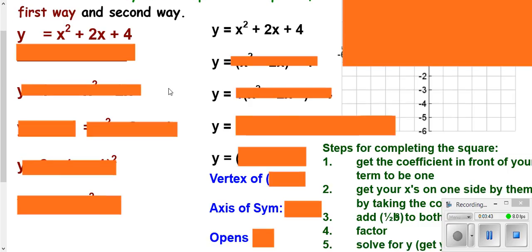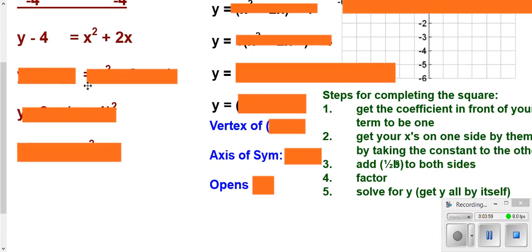Now, if we complete the square like we've done before, we need to get the number in front of your x squared to be 1, which it is. Then we're trying to complete the square with the x's, so we need to get our variables by themselves. So we want to subtract the 4 over, and we get this. Well, then you have to take half of b and square it. Half of 2 is 1, and then you square that, and 1 squared is 1. And if I add it to the right, I'd also have to add it to the left, because what I do to one side, I have to do to the other side. Then we'd want to factor the right side.